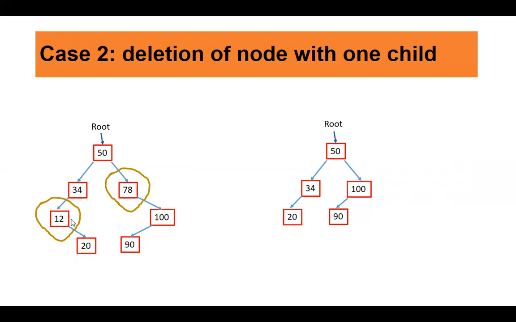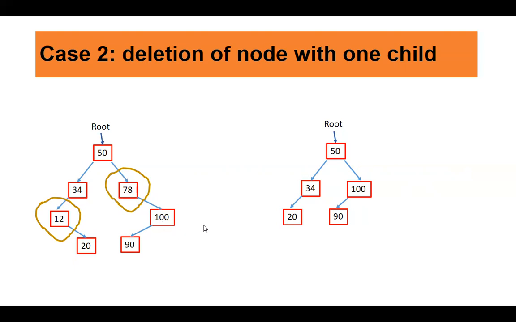So 12 will be replaced by 20. After deletion of 12, 20 is moved up. Here after deletion of 78, 100 is moved up, and it has its own left child as 90. So this is the tree after deletion of 12 and 78, which are the nodes with one child. Fine. If you delete 100, because 100 also has one child, then what? 100 will be replaced by 90.